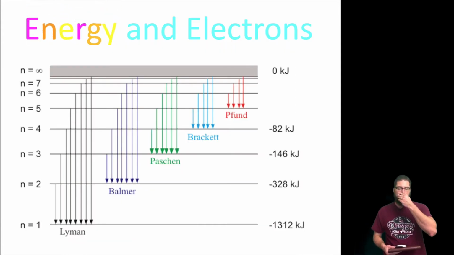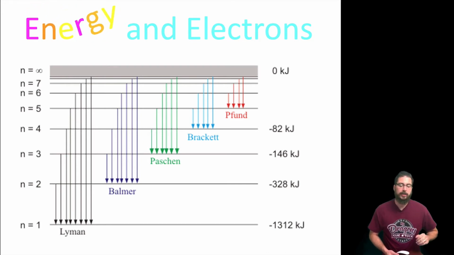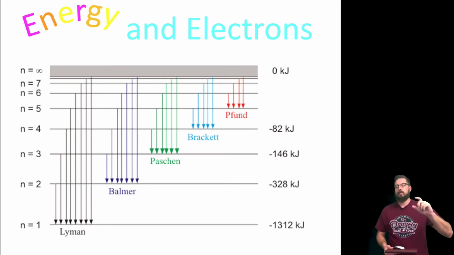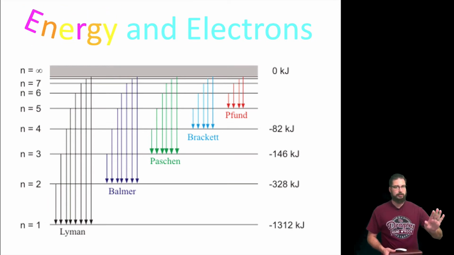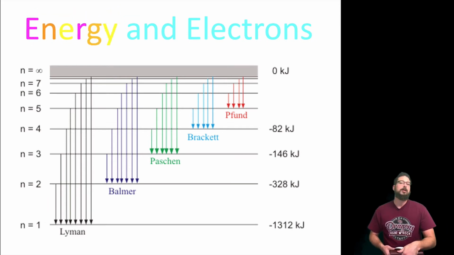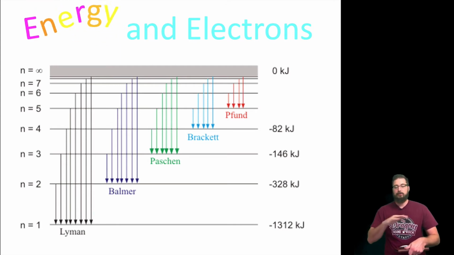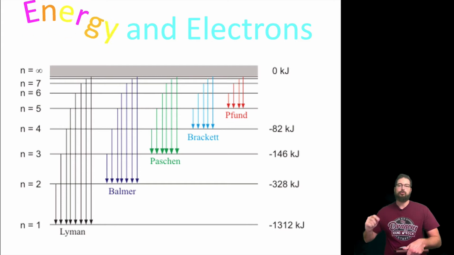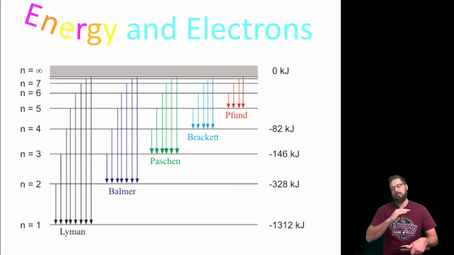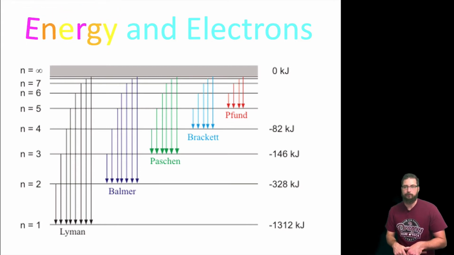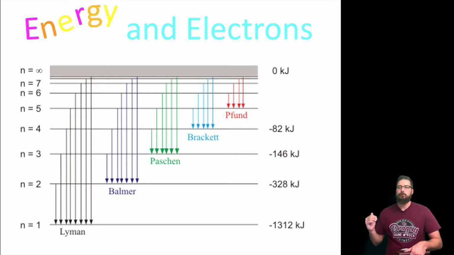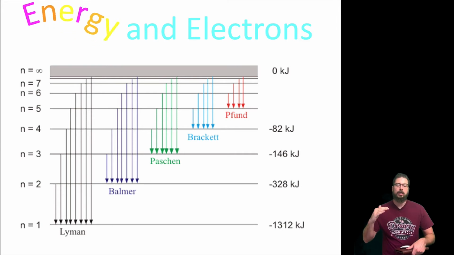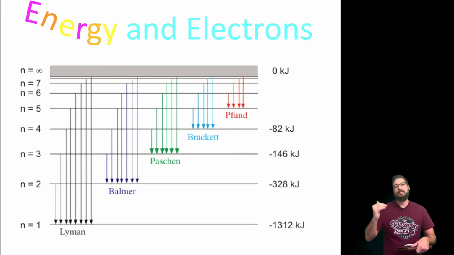So let's go ahead and take a look at this right here. We actually saw this energy diagram on the very first day of this unit, and we haven't talked about it since then, but we're going to talk about it now. Notice how the very bottom of the diagram says n equals 1. That means it's the first energy level. Notice how when we go from the first energy level to the second energy level, there's a big increase in energy.